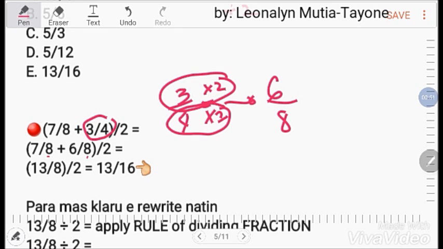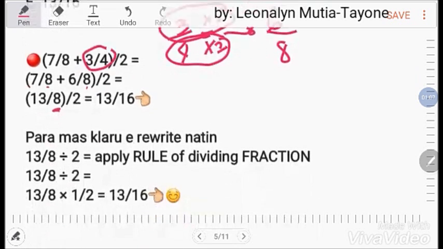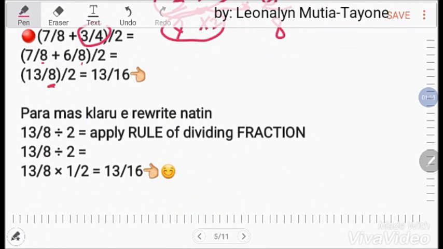Mayroon tayong separate video on how to find least common denominator. So, ito na yun. 7/8 plus 6/8. Kopyahin mo lang si denominator, ang i-add mo yung numerator. So, 13/8. 13/8 divided by 2. Para mas klaro, i-rewrite natin ang ganito. Mag-apply tayo ng rule of dividing fractions. So, fraction kasi ito. So, itong 2 naman ay may imaginary na 1 as denominator. Always whole numbers, mayroon yang 1 na denominator.